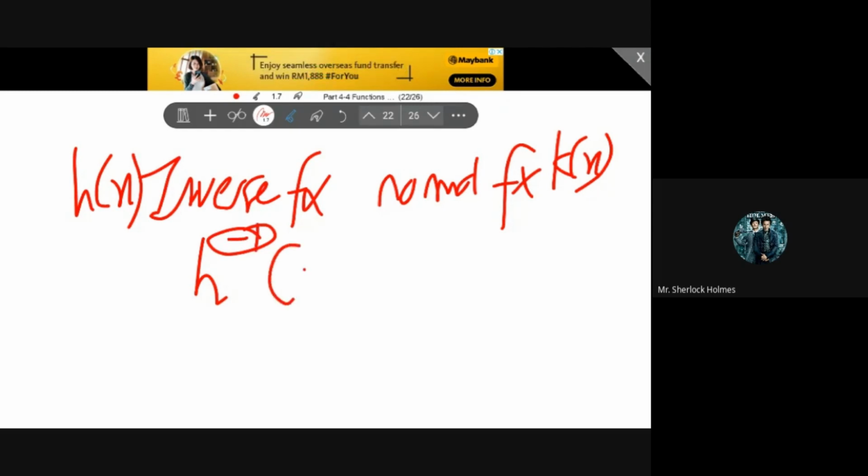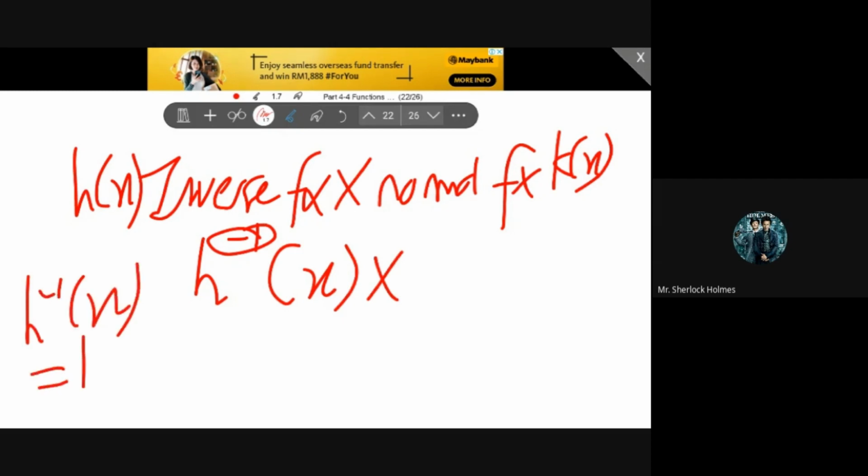So h inverse x. Now we are timesing both, right? Because we're finding hk(x). So just now we said h inverse x equals k(x), right? We made that assumption. So this one I can also say is h(x), because k(x) is the inverse of h(x). So k(x) I can also write as h(x). It's the same thing. So h is power 1, right?